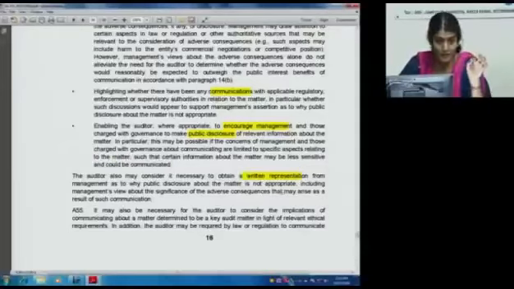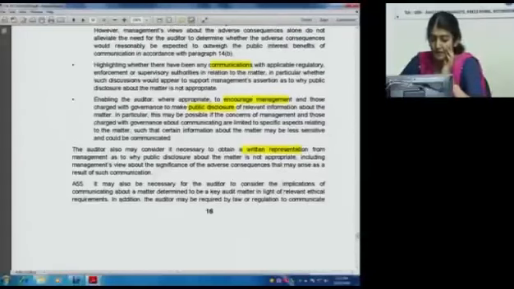So you can write down over there: a key audit matter about which public disclosure is not appropriate.